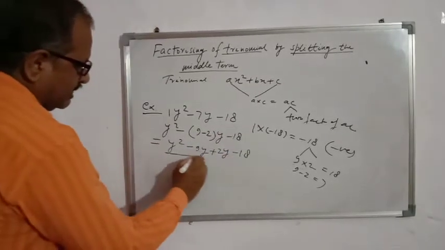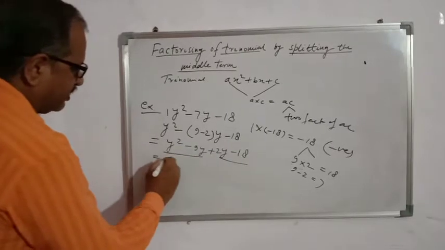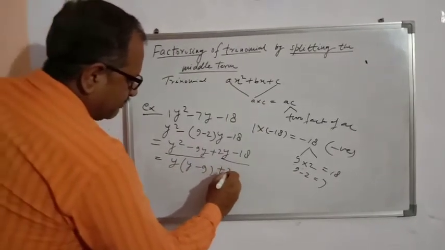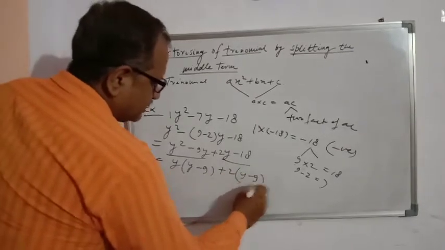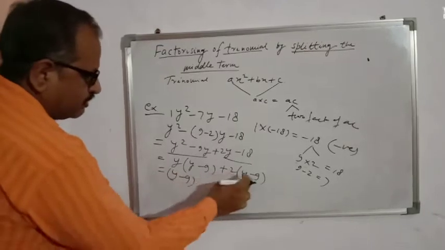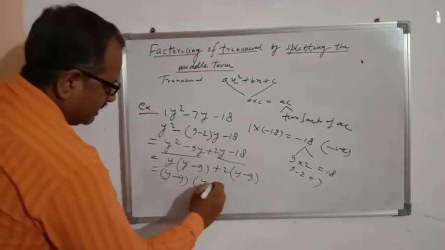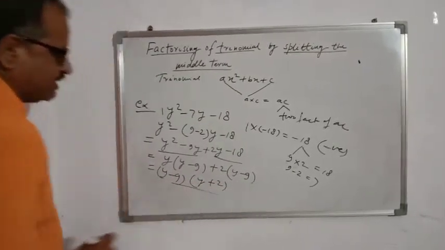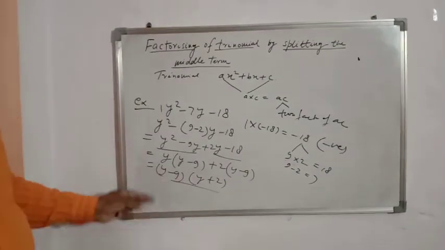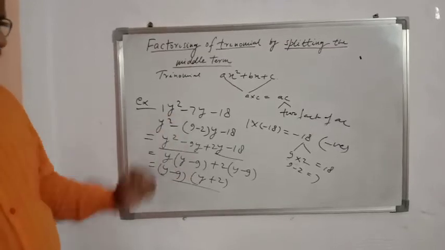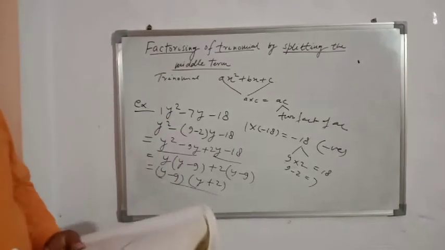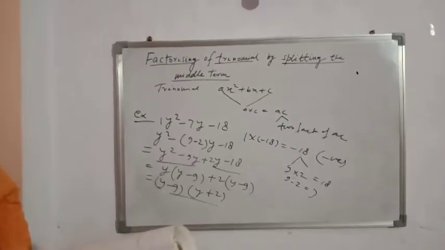After that, again make pairs. y is common, y minus 9, and here plus 2 common, y minus 9. Y minus 9 is common in both. In the other bracket, we will get y plus 2. So y minus 9 in one bracket, y plus 2 in the other bracket. This is the complete factorization of this example. I hope that method is clear to you. We will see one more question.